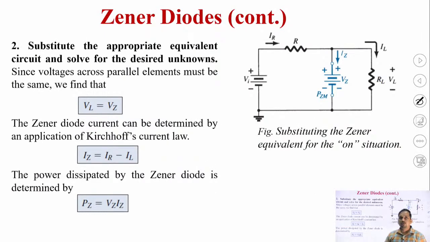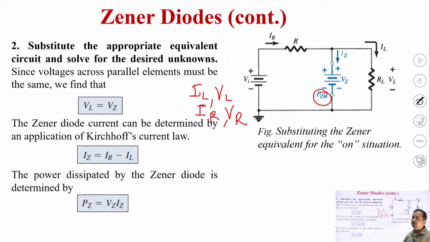Now the second step is to substitute the appropriate equivalent circuit and solve the desired unknowns. What are the unknowns? The unknowns are the load voltage, the current in the series resistance R, the voltage across the series resistance R, and the maximum power dissipation through the Zener diode, which can be represented by PZM. PZ is the power in the Zener diode, where capital M corresponds to the maximum value.